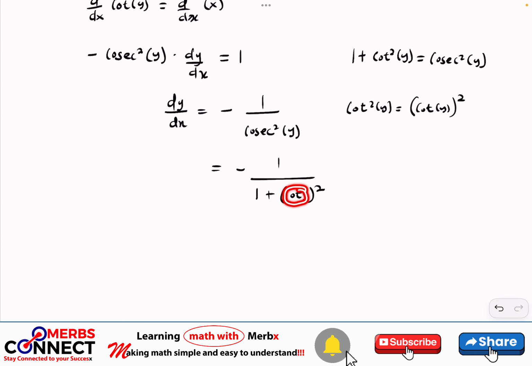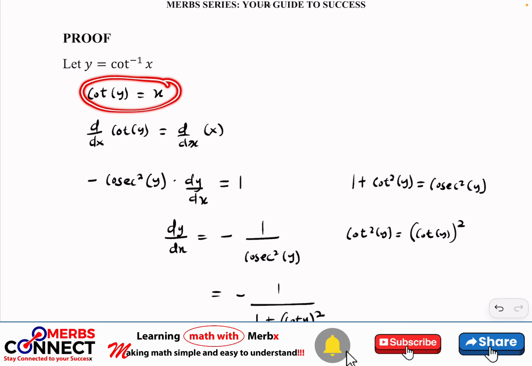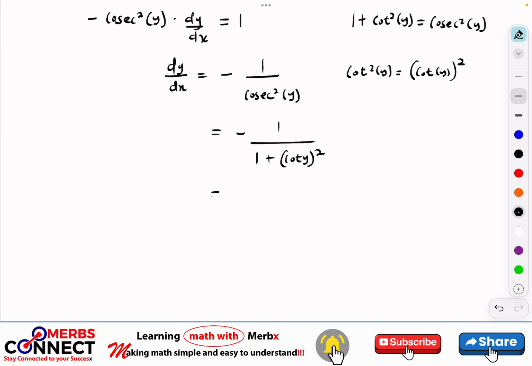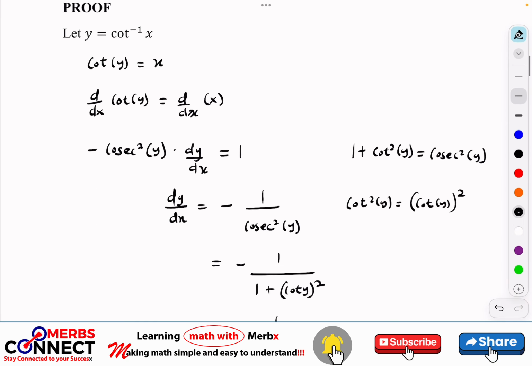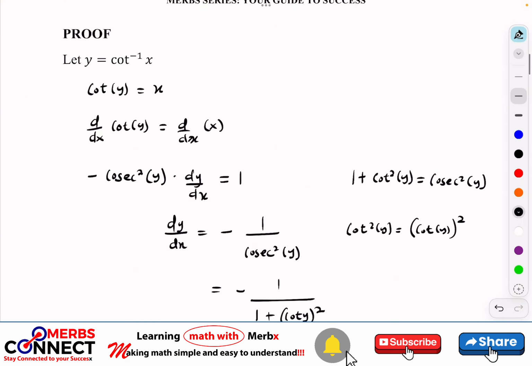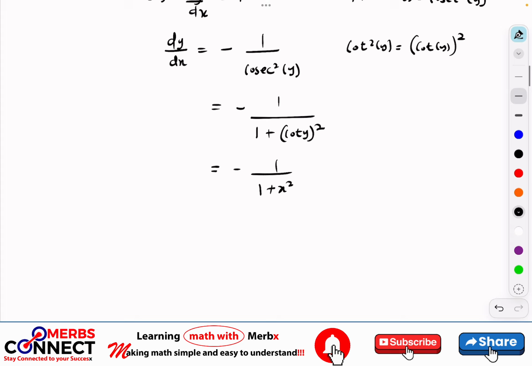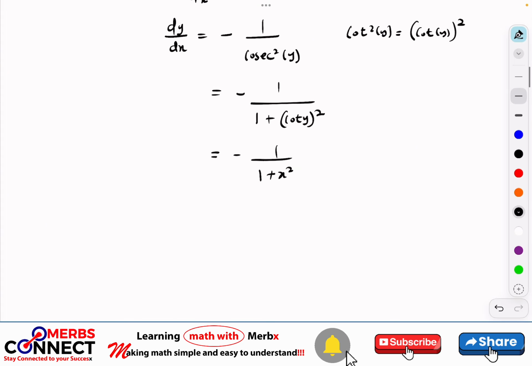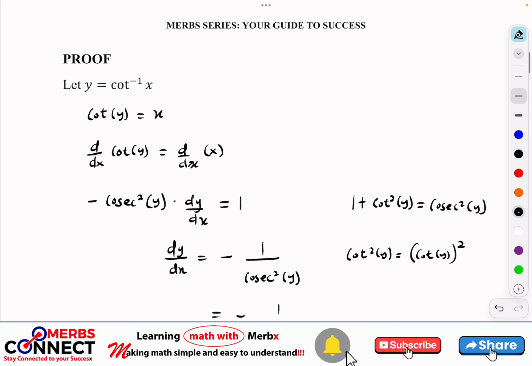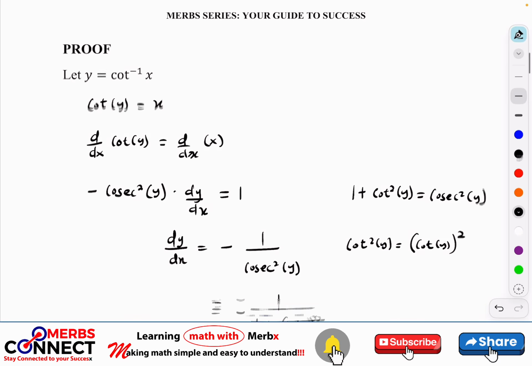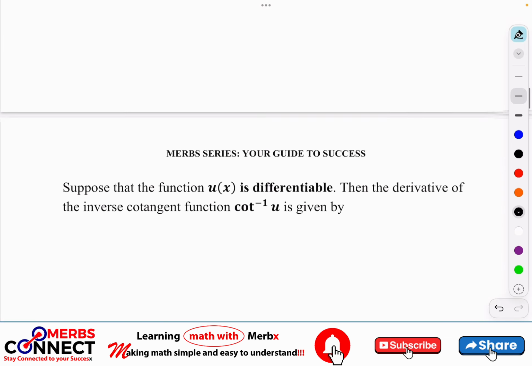Now, what is the cotangent of y? That is our x here. So this is just going to give us minus 1 divided by 1 plus x squared. You see, it's very nice. This is beautiful, right? All we need to do is practice. Maths is all about doing practice. If you don't practice it, you are not going to get the formulas and understand the procedures behind getting a particular formula.